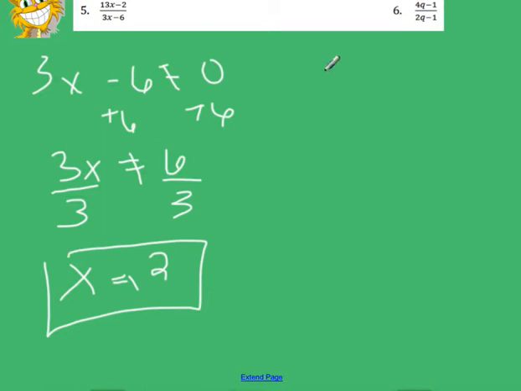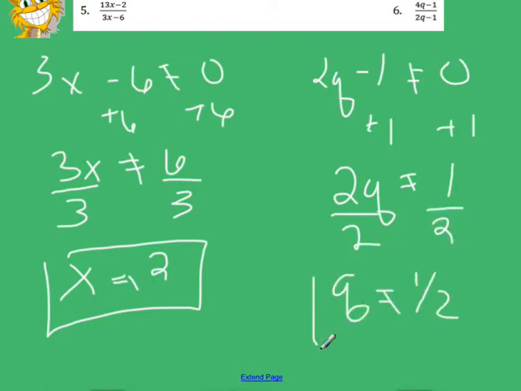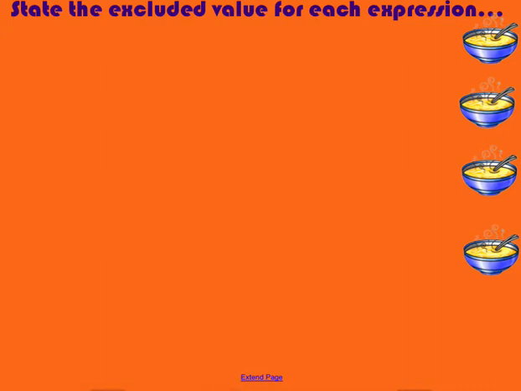Next, let's take a look at this next one. 2q minus 1 cannot equal 0. So the first thing I'm going to do is add 1 to both sides. So 2q cannot equal 1. Divide both sides by 2, and I get q cannot be equal to 1/2 for number 6. All right, let's take a look at number 7. For number 7, it's really going to be a lot of the same thing.